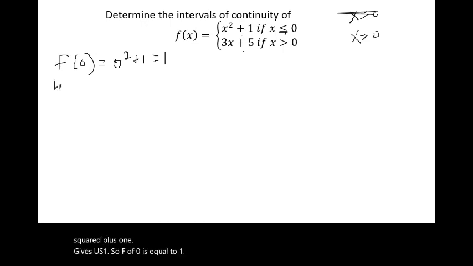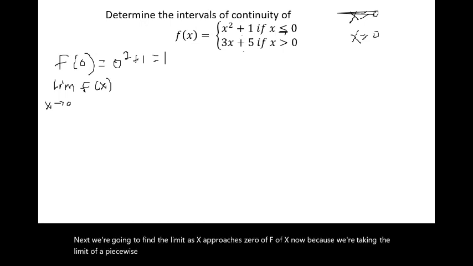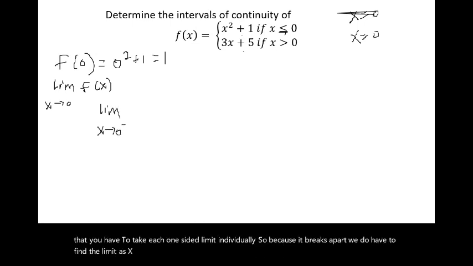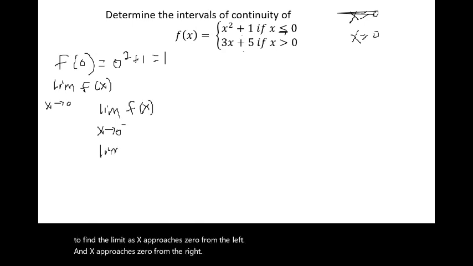Next, we're going to find the limit as x approaches 0 of f of x. Now, because we are taking the limit of a piecewise function at a breaking point, you might remember from a few videos ago that you have to take each one-sided limit individually. So because it breaks apart, we do have to find the limit as x approaches 0 from the left and x approaches 0 from the right. So let's start with the limit as x approaches 0 from the left of f of x.